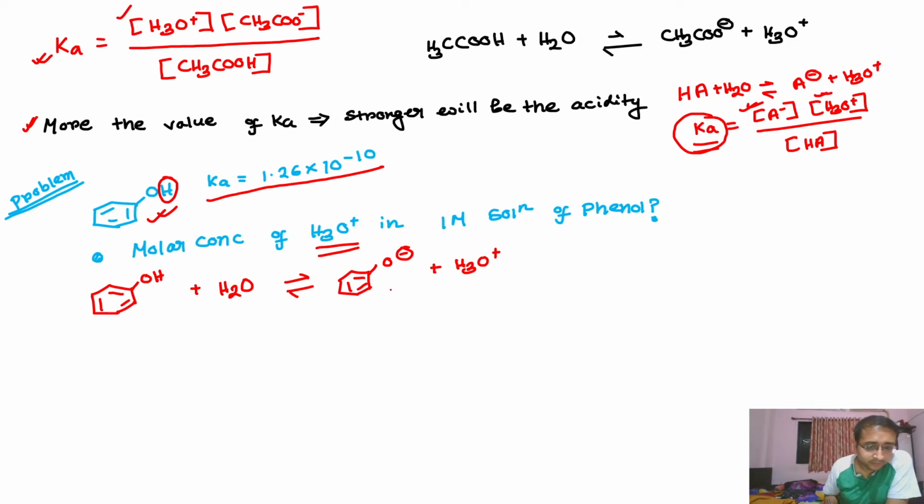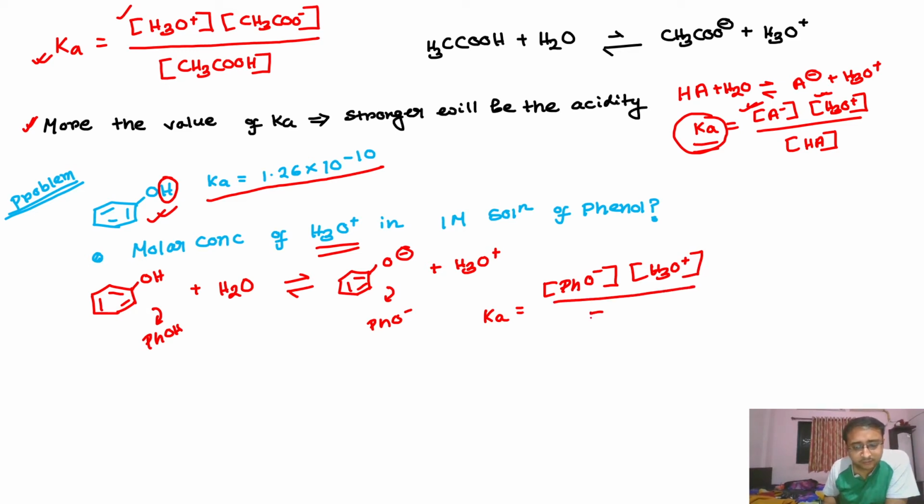Okay, now for our own convenience, we denote this as PhO⁻, and we will denote this as PhOH. Ph is basically this phenyl group. Now the definition of acid dissociation constant Ka will be equal to the concentration of the dissociated form of this acid, that is PhO⁻, times the concentration of hydronium ion H3O⁺, divided by the concentration of undissociated phenol.